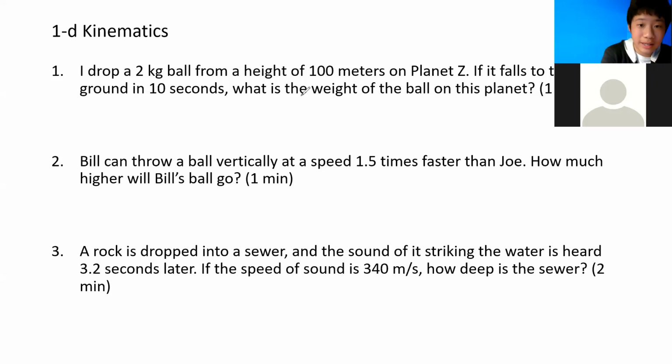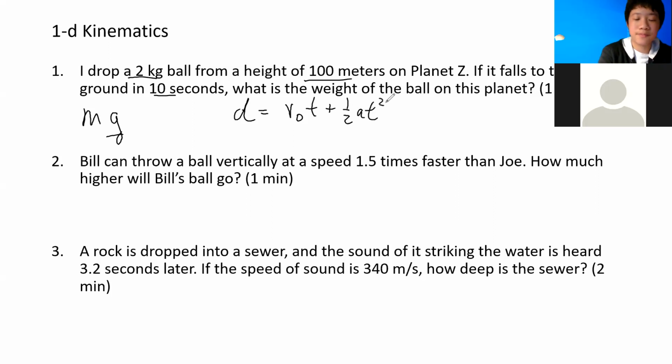We have weight. The definition of weight is the mass times gravity, right? So on planet Z, we already have the mass. As long as we can find the acceleration due to gravity on planet Z, then we'll just have our weight. So how do we find the acceleration? We have a distance, we have a time. So that asks for this equation, d equals v0t plus 1/2 at squared.